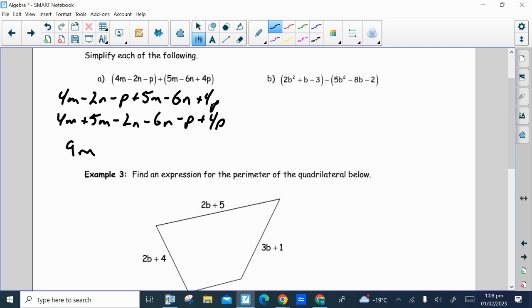4m plus 5m is 9m's. Negative 2n take away 6n is negative 8n. And negative 1p plus 4p is positive 3p. Notice when you add and subtract, the powers don't change. They only change when you multiply or divide. We're not doing that.